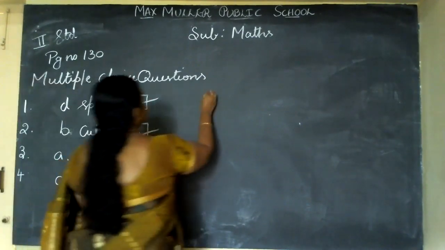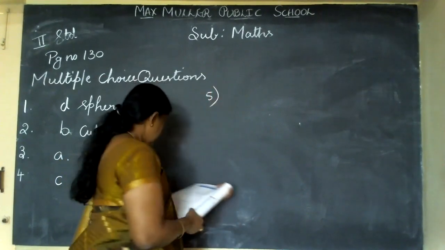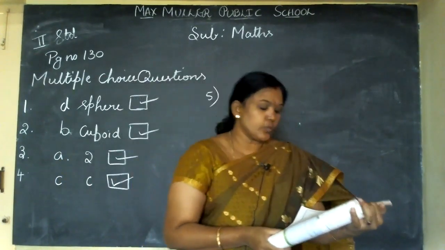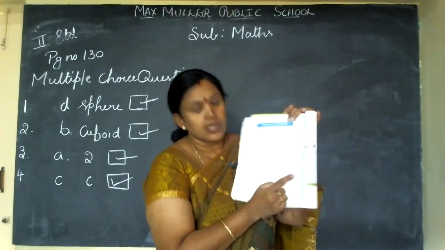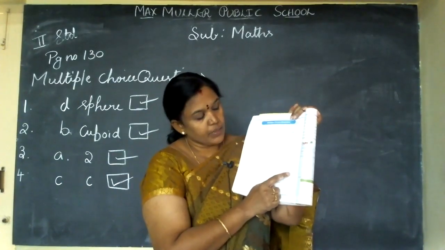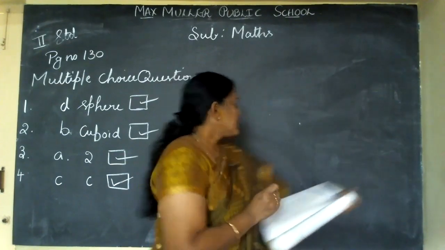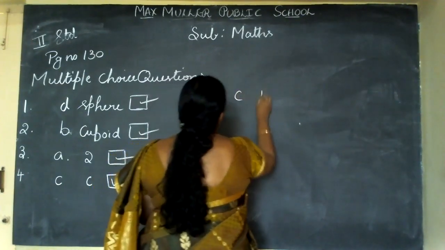Fifth one. Which number belongs to both rectangle and circle? See the rectangle and circle. Which number is there? 4. C, 4.